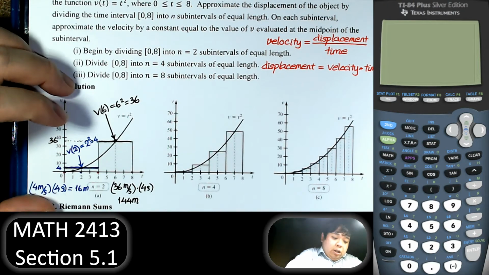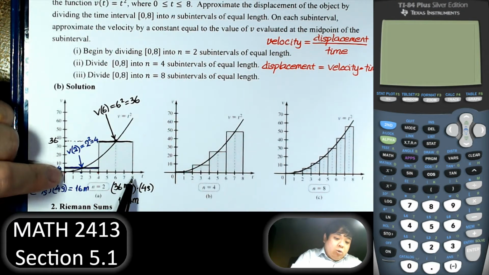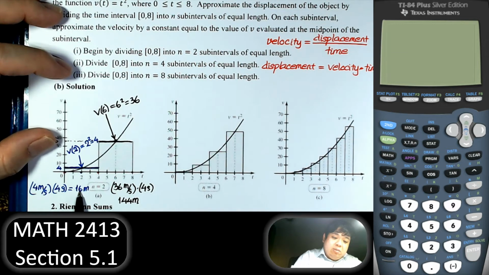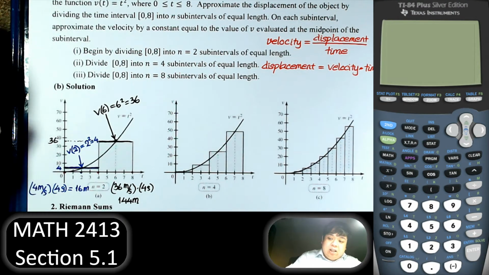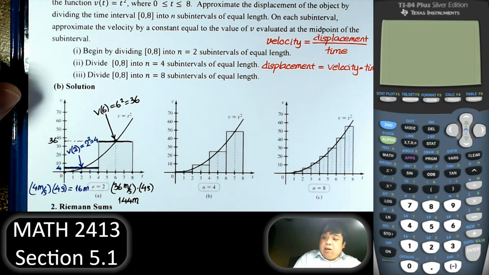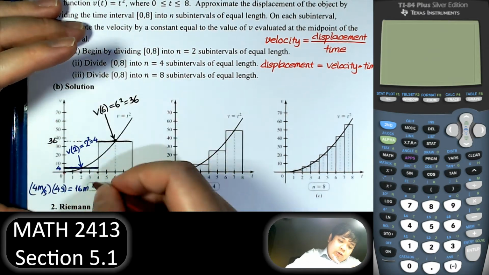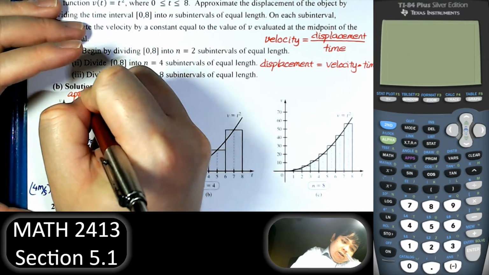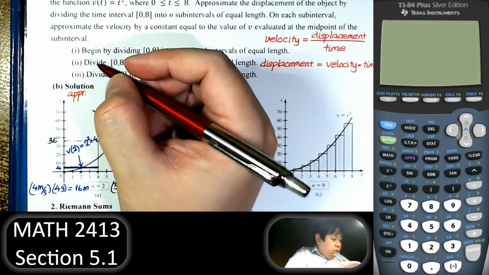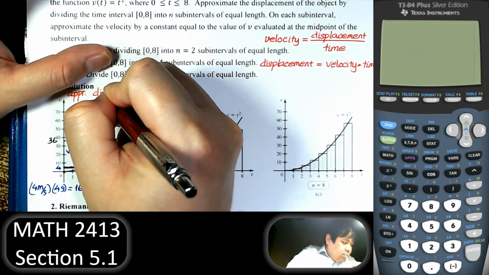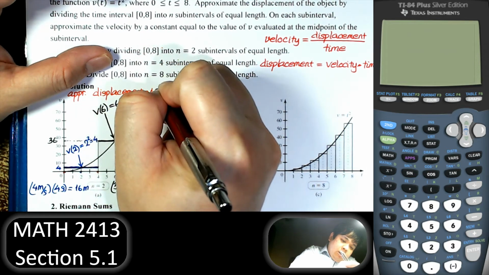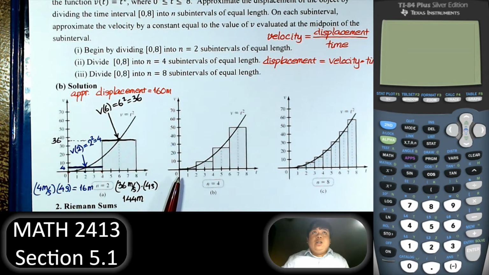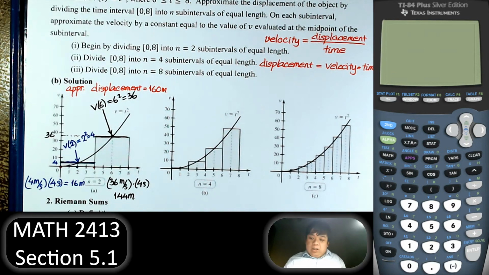So in total, from 0 to 8 seconds, the object will travel 16 meters plus 144, which is 160 meters. So approximately, the distance traveled is 160 meters, if we divide into two subintervals, right? Next, we do the same thing.